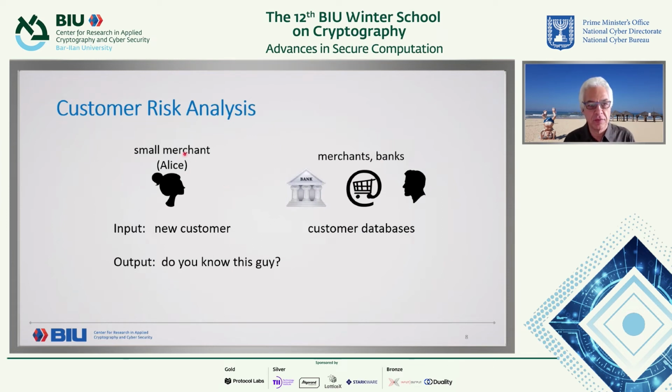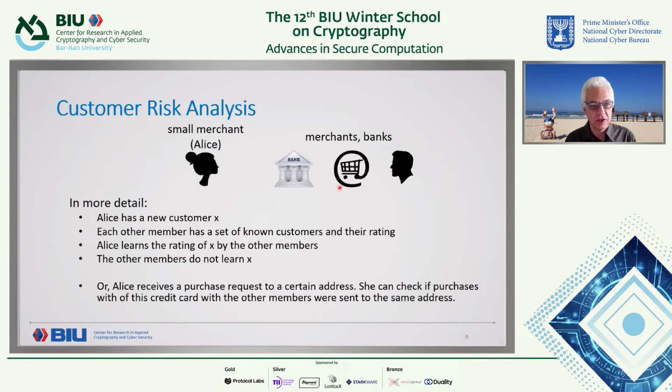And this is another example from a very interesting Israeli startup, where you have a merchant, say Alice, that has a new customer, and you have a network of merchants and banks, and each one of them has lists of a few million customers. When the merchant comes, she wants to know what the other merchants in the network know about the customer. Is it a good guy, a bad guy, what they know about it? She wants to do this while hiding the identity of this customer, and they want to hide the identity of their customers. But together, they want to learn something about new customers. So in general, Alice, the merchant, has a new customer. Each other member has a set of customers and some rating. And Alice wants to learn the rating of the new customer according to the other members. And they should not learn who's the new customer.